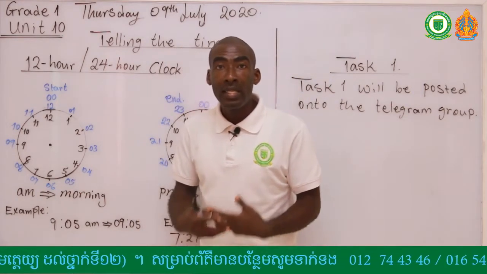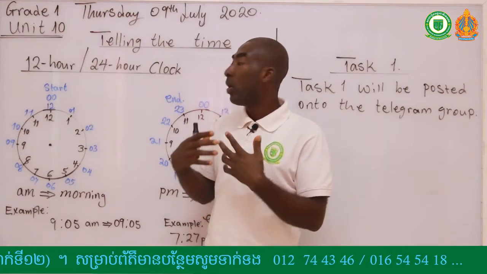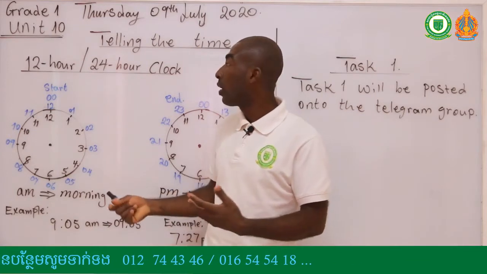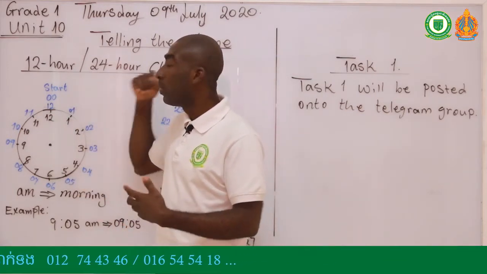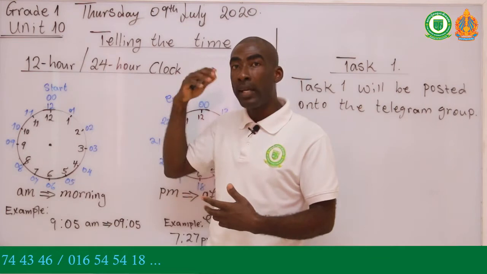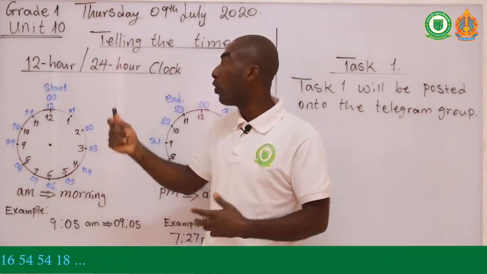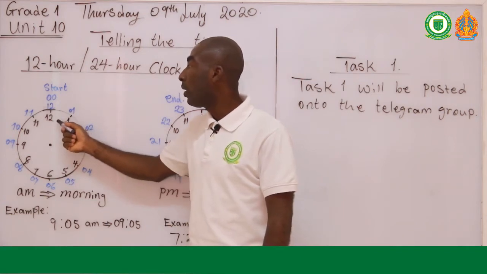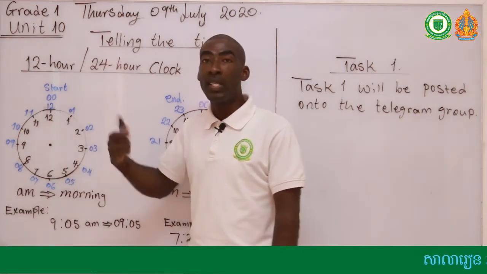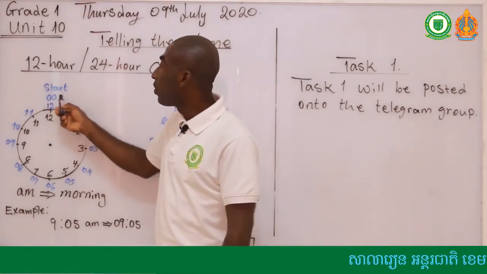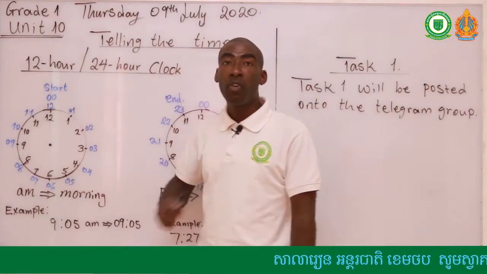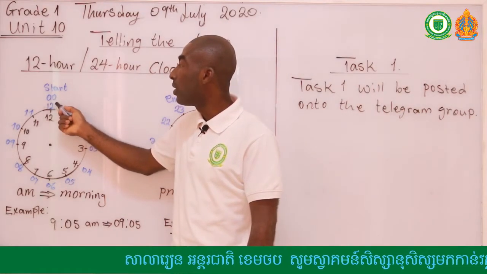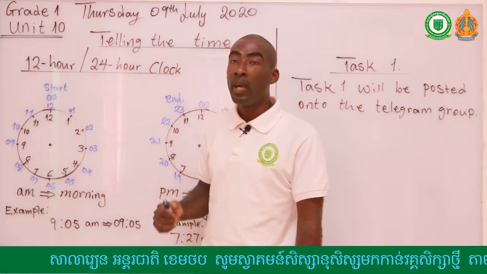The day starts at 12 for the 12-hour clock, okay? So the 12-hour clock will start from 12:01 in the morning, early morning, okay? So early morning, when it is, let's say, 12:01, we start a new day. But our 24-hour clock will start from 00, okay? So whilst it is 12 here, it is 00 on the 24-hour clock.